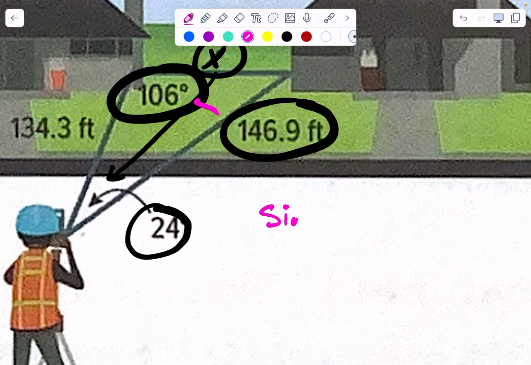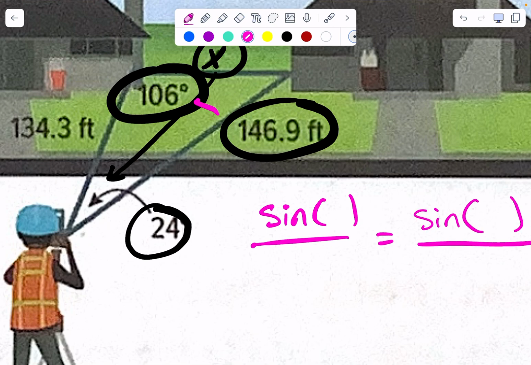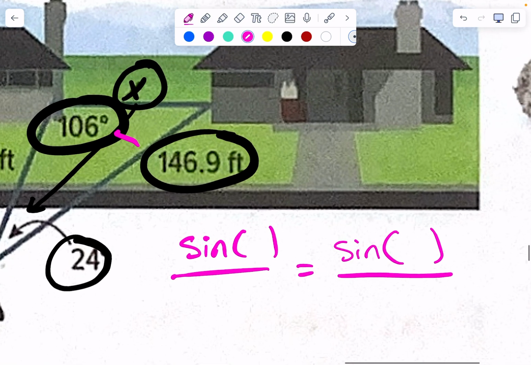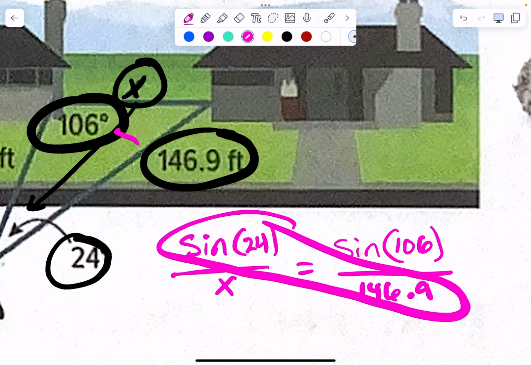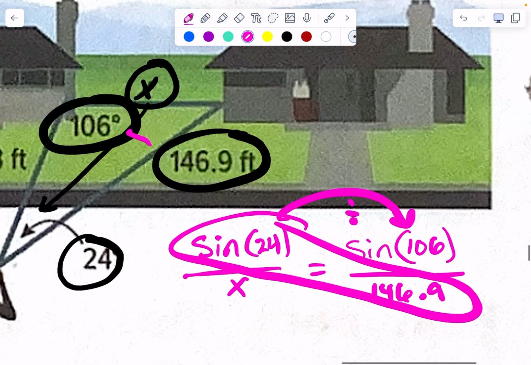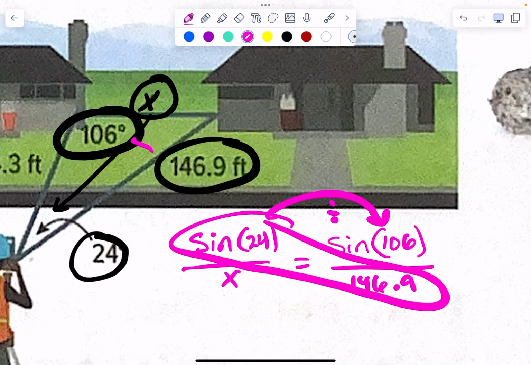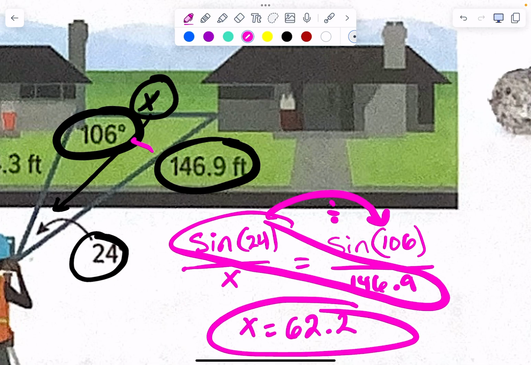So sine of something over something equals sine of something over something. All right, sine of what? 24. Sine of 24 over x equals sine of 106 over 146.9. We're going to cross multiply these guys and divide. This is not bad, right? And this is all that it is. 62.2. And that's in feet.